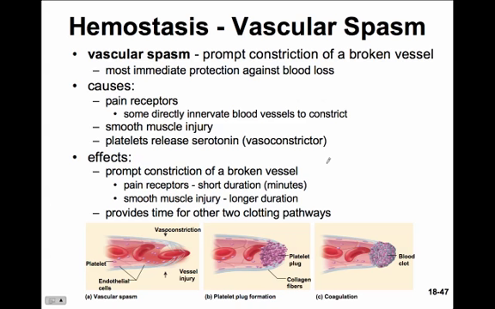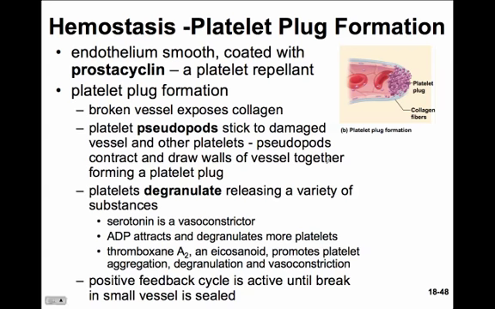The effects are prompt constriction of a broken vessel. The pain receptors have a short duration. In minutes, they're sealing off the vessel. Smooth muscle injury, well, it'll take a little bit longer, but they'll still have the effect. This provides time for clotting to occur.